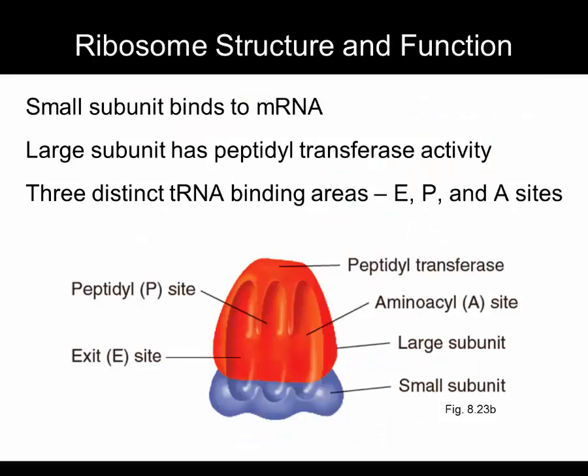Let's look at the structure and function of the ribosomes. The small subunit binds the mRNA, while the large subunit possesses the peptidyl transferase activity, catalyzing the formation of peptide bonds between amino acids. When the large and small subunits are together, they form 3 tRNA binding pockets: the aminoacyl, or A site, the peptidyl, or P site, and the exit, or E site.